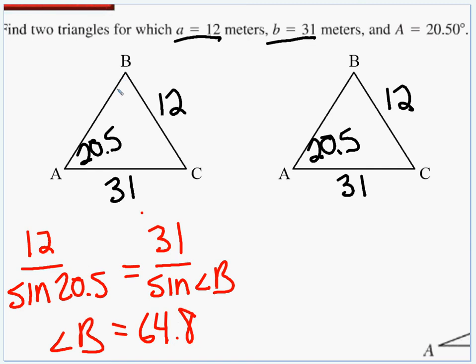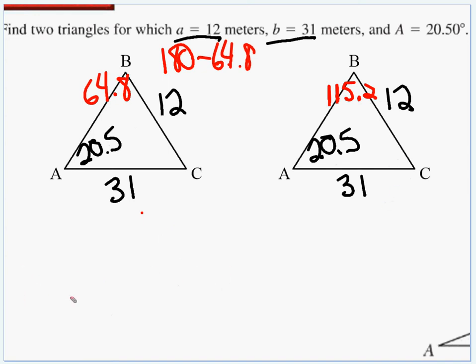Now notice again, they forced us to go for angle B. There was no other alternative. So this first angle that we found was 64.8. Now we're going to check for angle B in the other triangle. If there is another triangle, that angle B is going to be 180 minus 64.8, and 180 minus 64.8 is 115.2. So over here in the other triangle, angle B is 115.2. And notice in both of these triangles, there are enough degrees left over to find angle C.